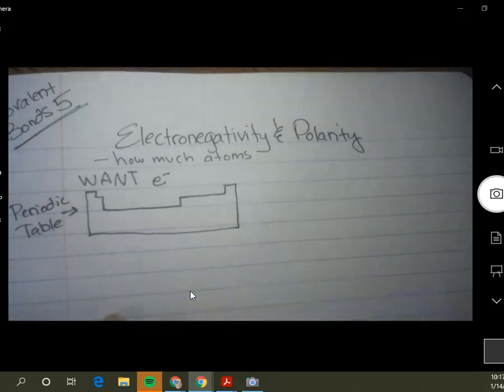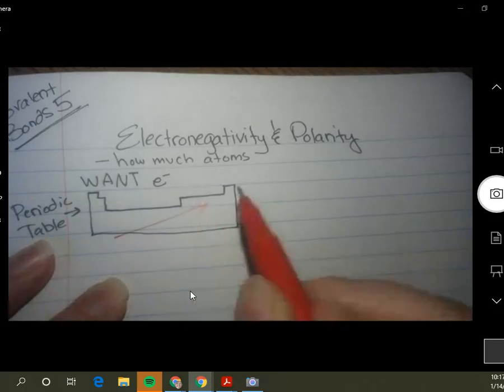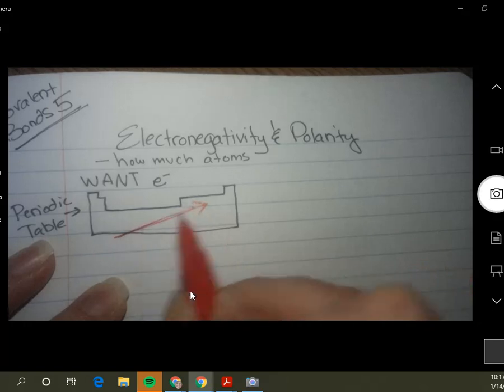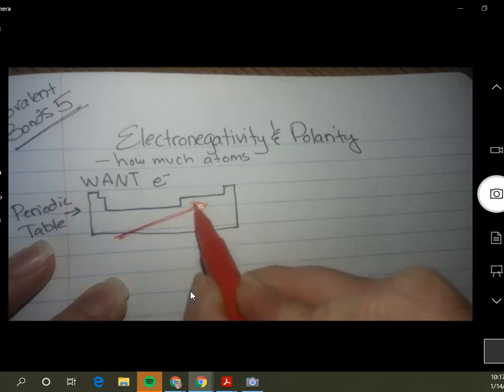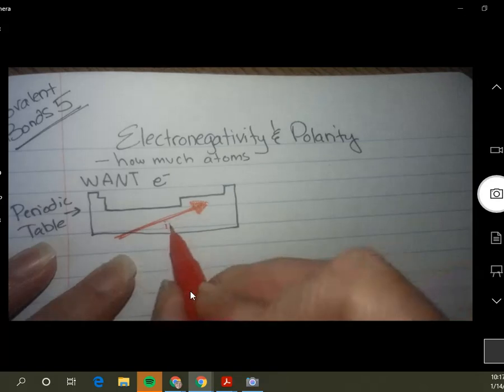What is the trend for electronegativity? Show me on your finger or point to the way that it goes up. How does it increase? Right. It goes up and to the right. So this trend increases as it goes up and to the right.